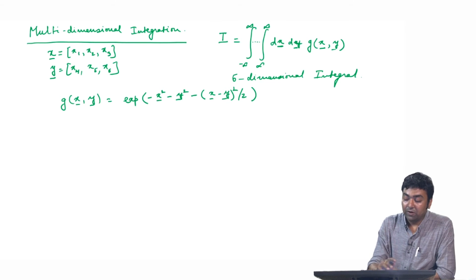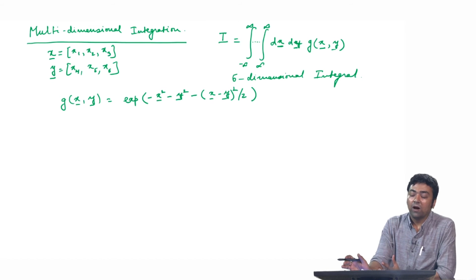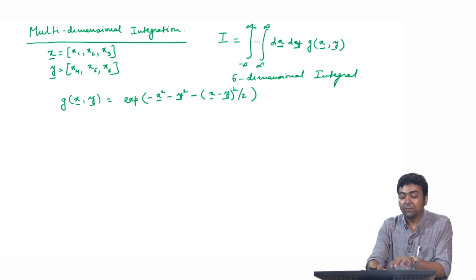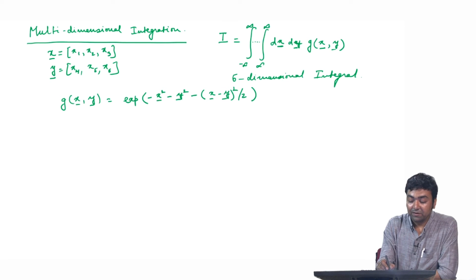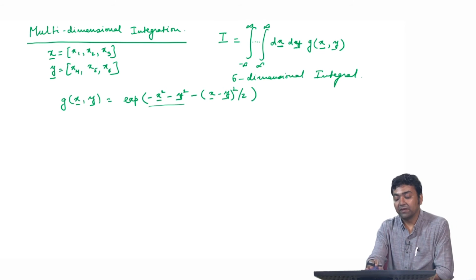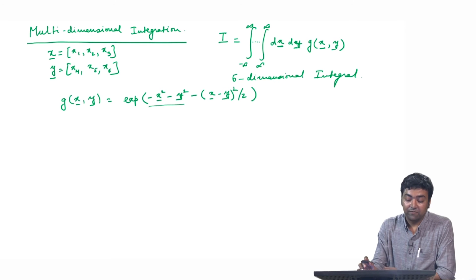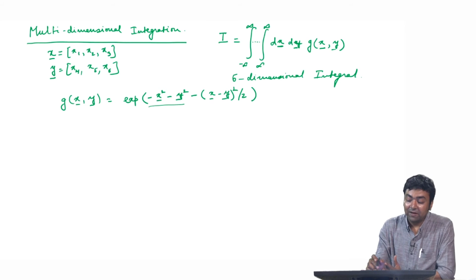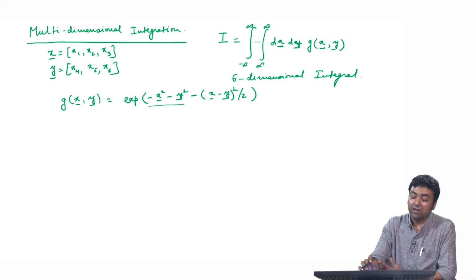So how do we do this integration? If we look at the function carefully, what you can see is that it has a resemblance to a multidimensional Gaussian function. If I forget about the last term, the minus x minus y whole square, and just have the first 2 terms, it looks like a Gaussian function. So I can evaluate this integral in two ways.